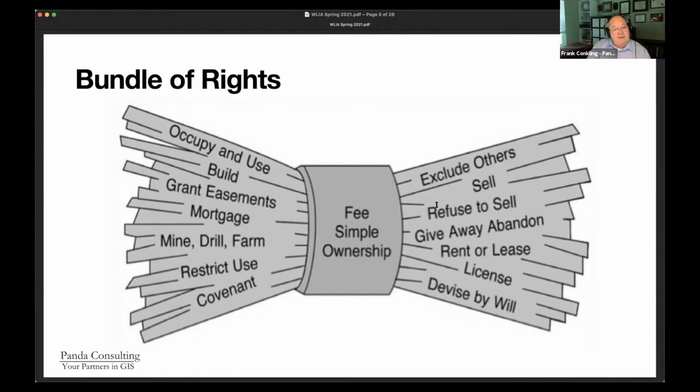We have the ability to rent it. We have the ability to lease it. We have the ability to provide someone else a license to use it. But it's always about the right that we have for the property.